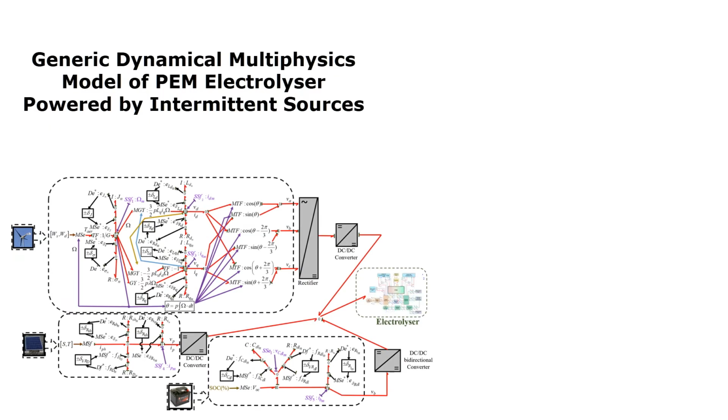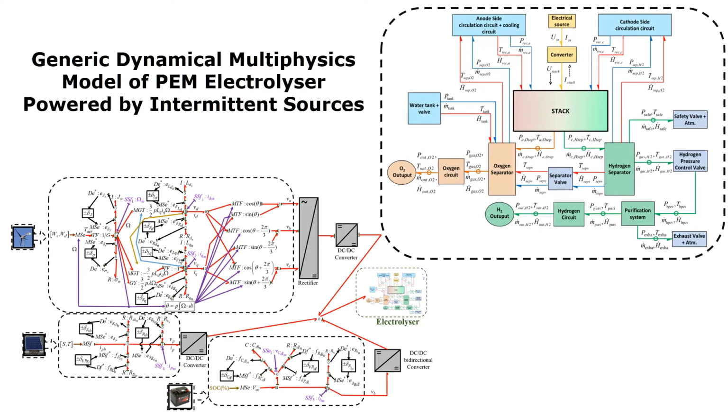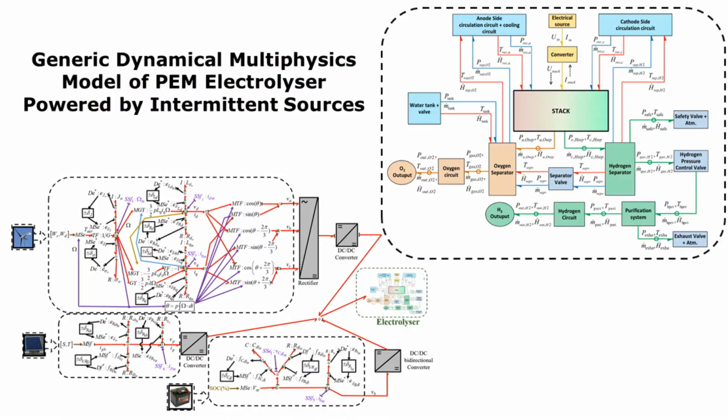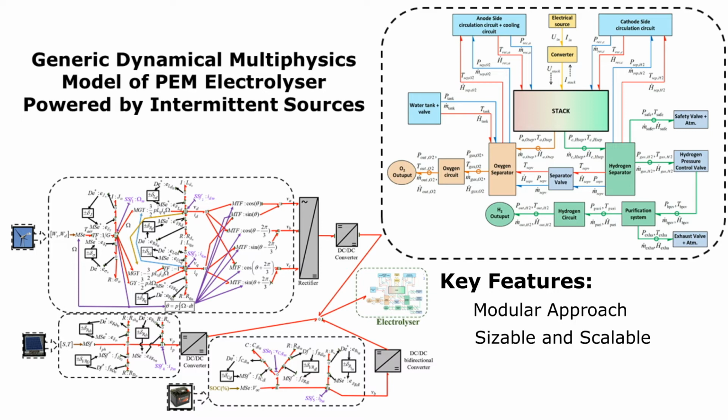Here at University of Lille, a generic dynamical multiphysics model of a PEM electrolyser running on intermittent sources has been developed using the bond graph approach. The developed model has various key features. The developed model consists of submodels, known as capsules, that can be easily modified to fit any configuration of PEM electrolyser. Because of the generic nature, it can be easily sized and scaled as per the requirement.